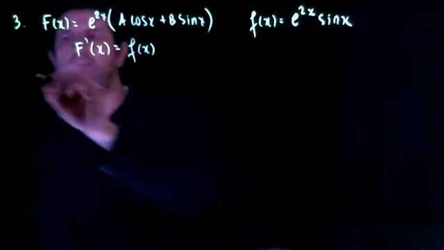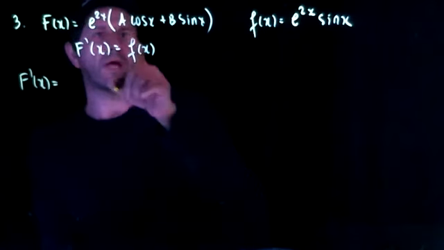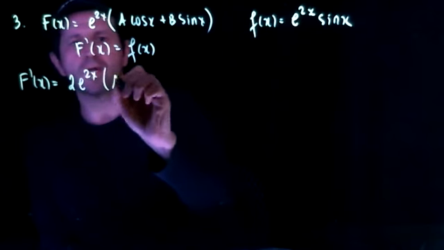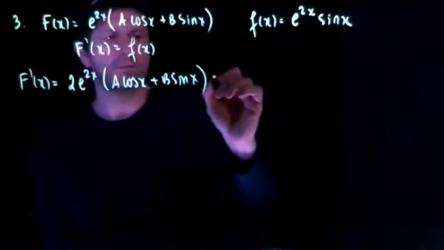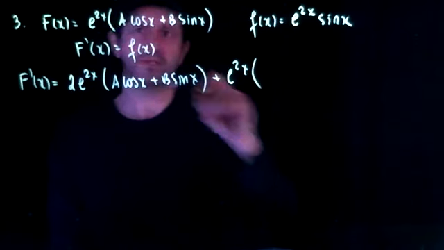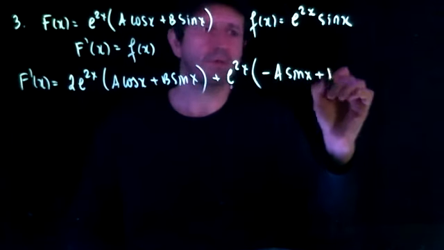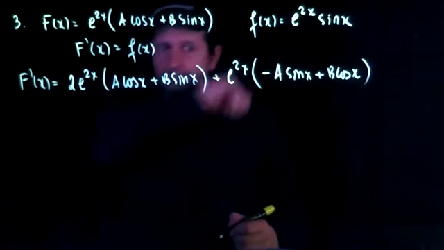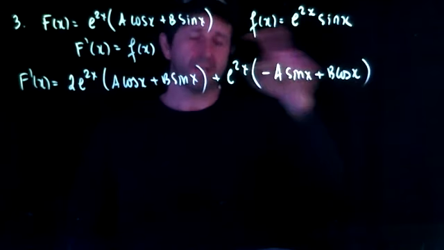Okay, so let's do the derivative. So F prime of x is equal to, so again, I have to do the product rule. So 2e to the 2x times a cos x plus b sine x, plus e to the 2x times the derivative of the second part, which is negative a sine x plus b cos x. And this has to be equal to e to the 2x sine x.